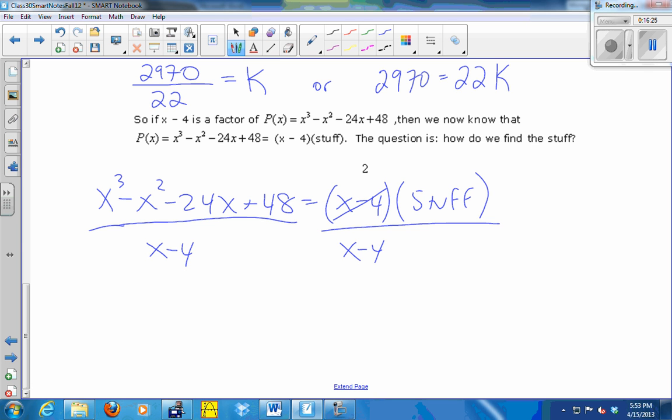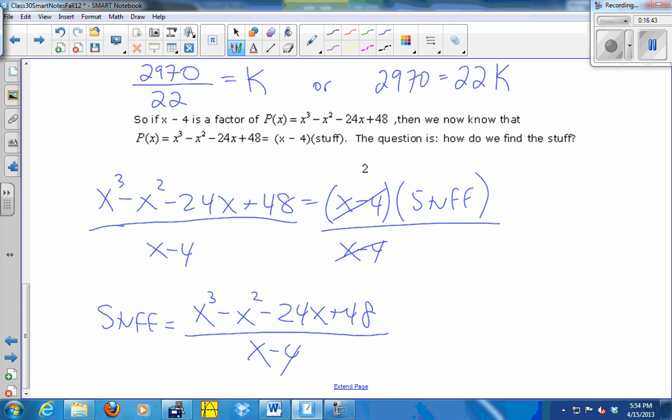So over here, these cancel. And we have that the stuff that we're looking for is the quotient of x cubed minus x squared minus 24x plus 48 divided by x minus 4. So now it becomes important to say, well, how do we divide two polynomials? We can add and subtract and multiply them. We've done all that before. When you add, you just combine like terms. When you multiply, you distribute. So now the question is, how do we divide these?